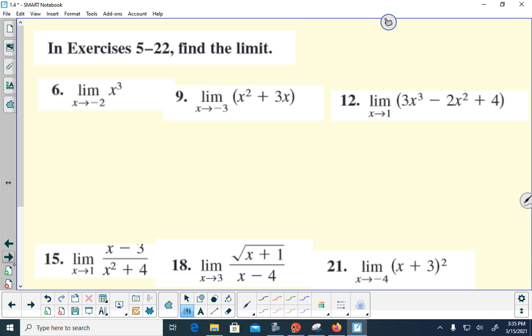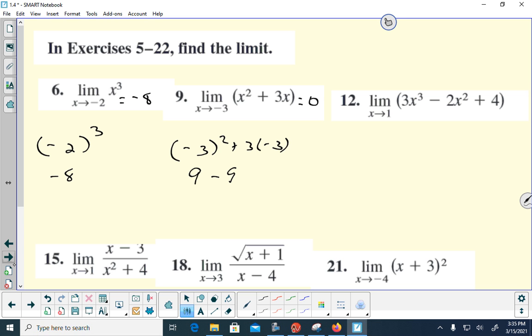Okay, the next one's find the limit. So if I can do direct substitution, I am going to do direct substitution all day long. So this will be -2 raised to the third power, which is -8. So that limit is -8. In number 9, I'm going to have -3 squared plus 3 times -3. So this will be 9 minus 9, which will be 0.